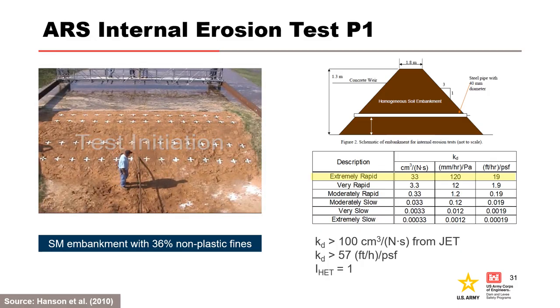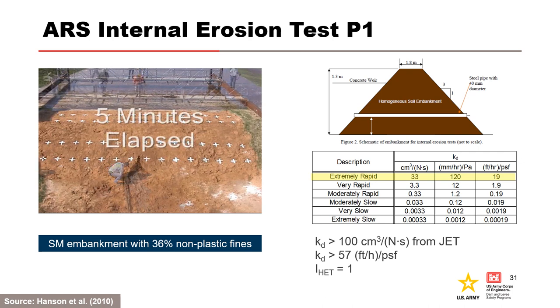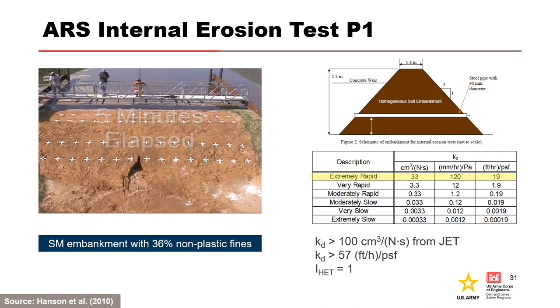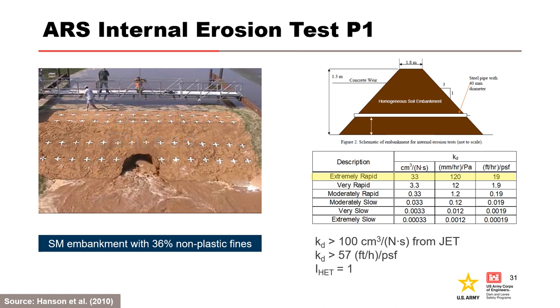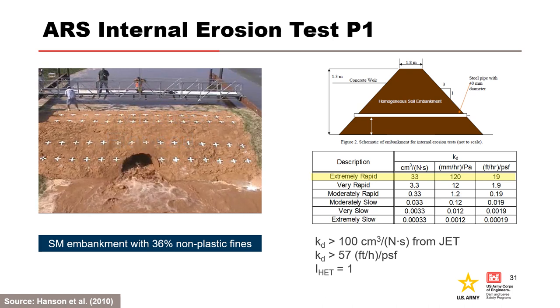This is a video of field testing performed by USDA's Agricultural Research Service on an extremely erodible material with an extremely rapid rate of erosion. Once the reservoir was filled and water was flowing over the long weir on the upstream side of the embankment, the 40 millimeter diameter pipe was pulled from the embankment and the testing was initiated. The flow path enlarged rapidly on the downstream side and collapsed within 13 minutes of test initiation.